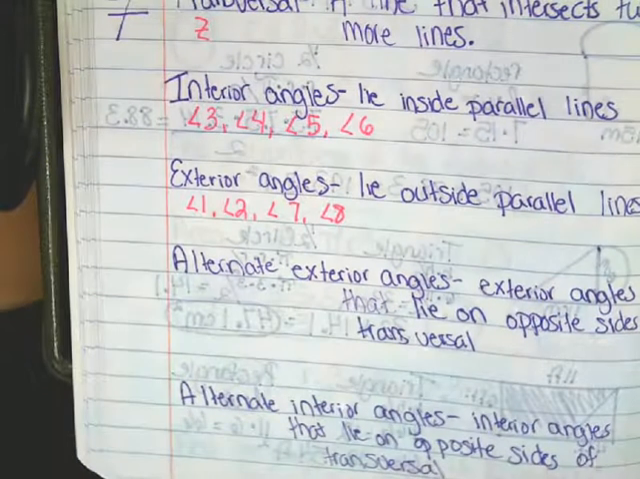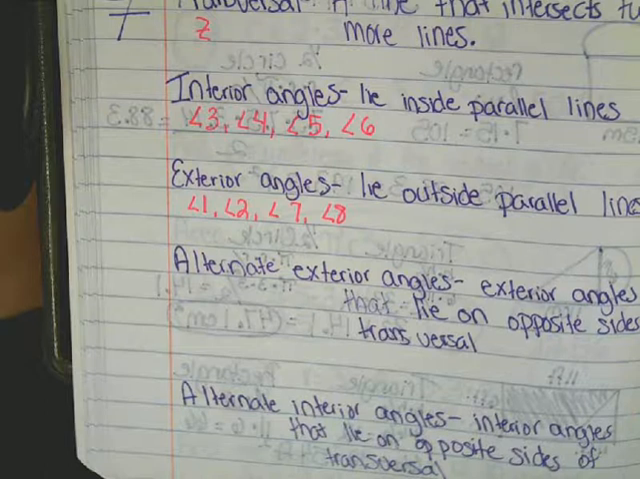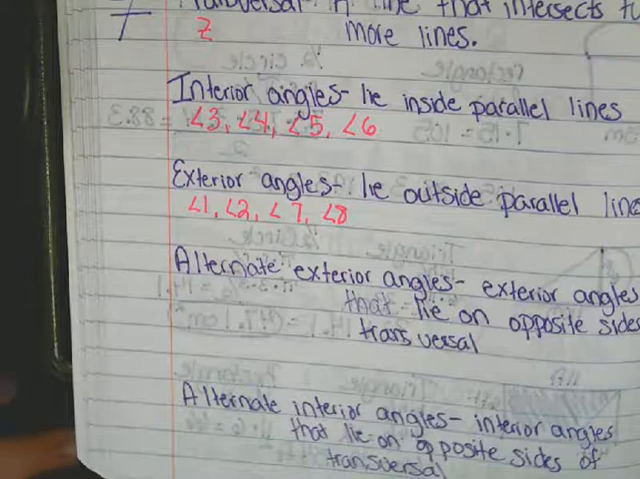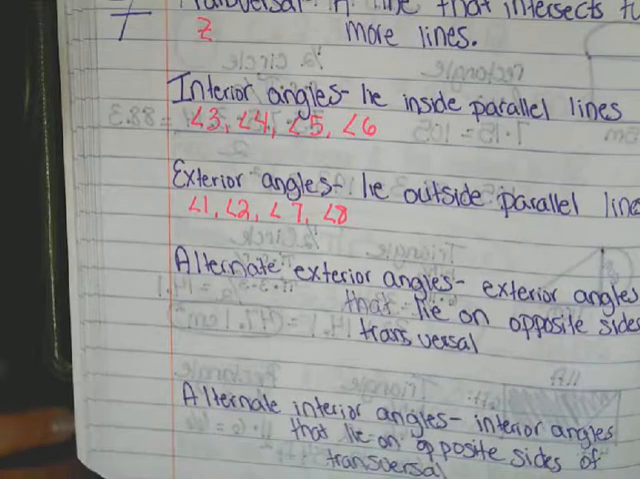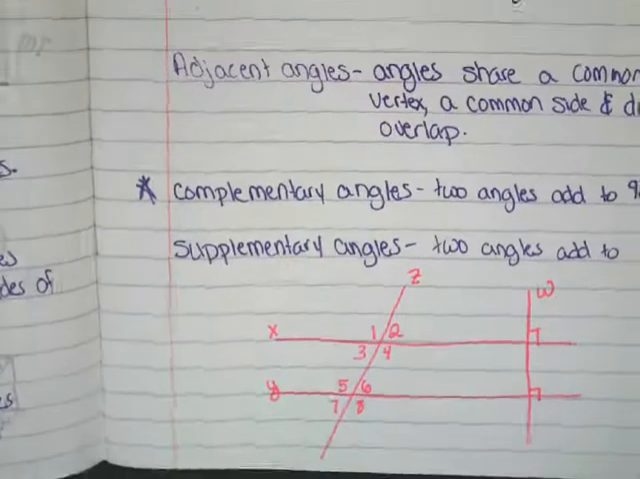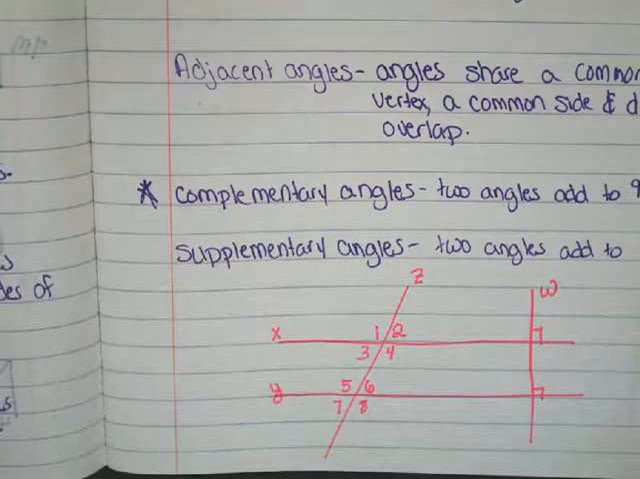Alright, next one, alternate exterior angles. So the definition says exterior angles that lie on opposite sides of the transversal. So exterior angles, I know I can't look at 3, 4, 5, 6 right now. Those ones are automatically out because those are interior. So I'm going to pick one of my exterior. So I'm going to say angle 1.